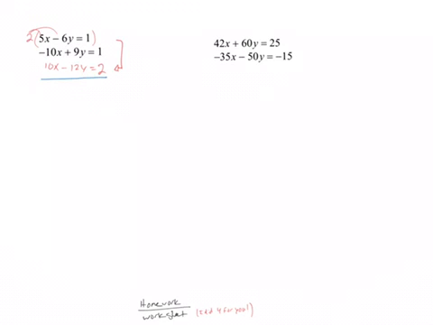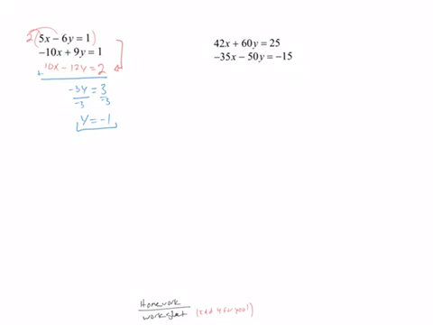Now that I have that set up nicely, I'm going to add. I'll start on the right here. 3 is equal to 9 minus 12y is going to give me negative 3y. And then negative 10x's plus 10x's is 0. So to solve for y, I'm going to divide by negative 3. And I end up with y is equal to negative 1.